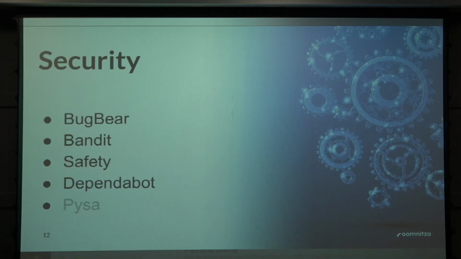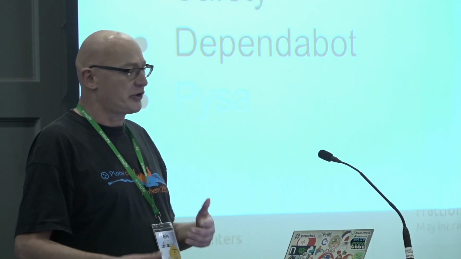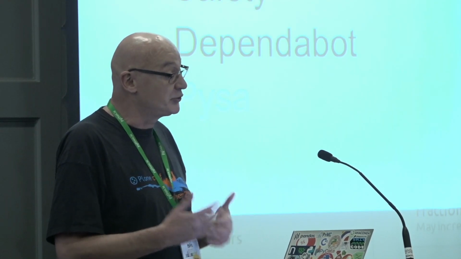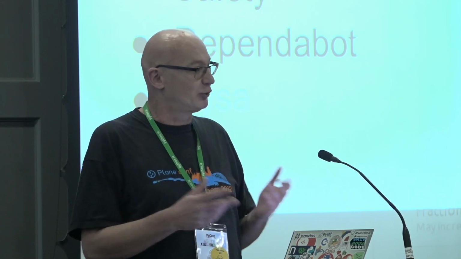Bandit is a security scanner that finds common security issues like, don't use random, use secrets, do not pass HTML as strings to your template engine. A whole lot around this. Also a very useful tool. Safety and Dependabot mainly look at your Python package versions and tell you what's outdated, where there are CVEs for what you really should update.